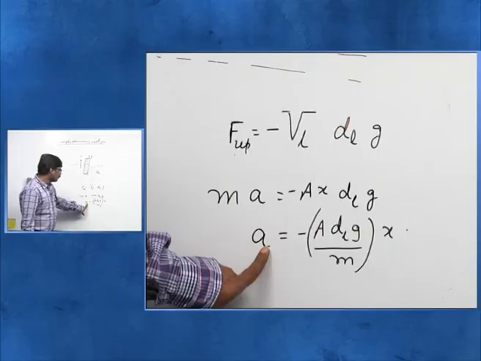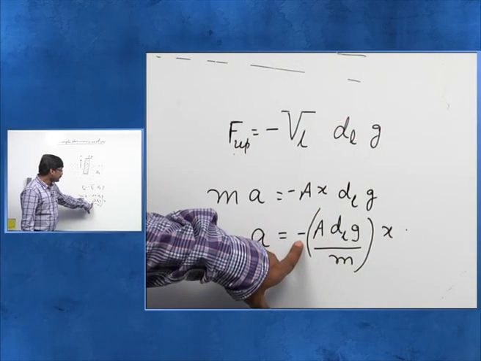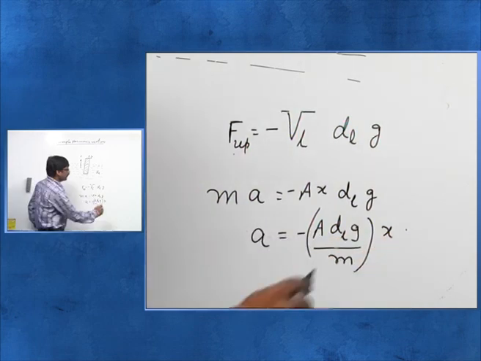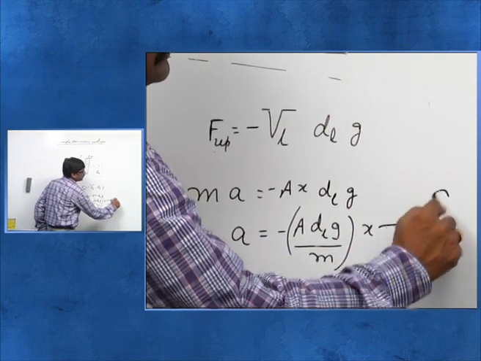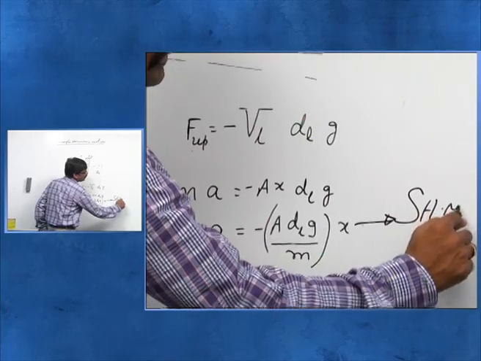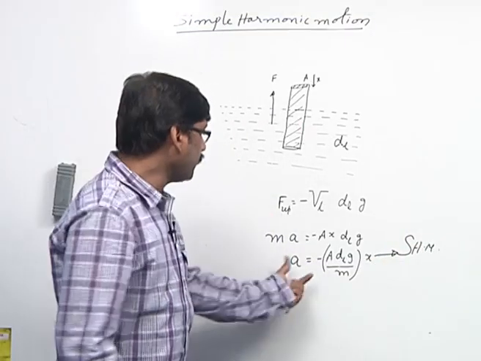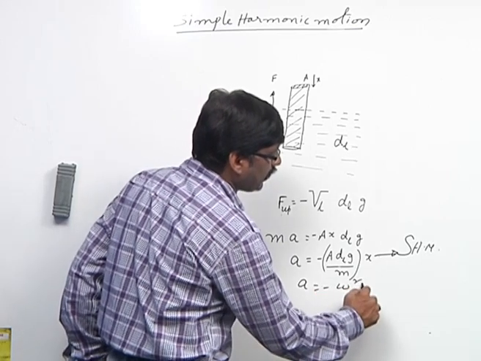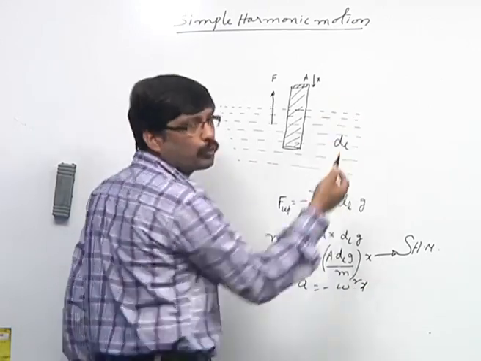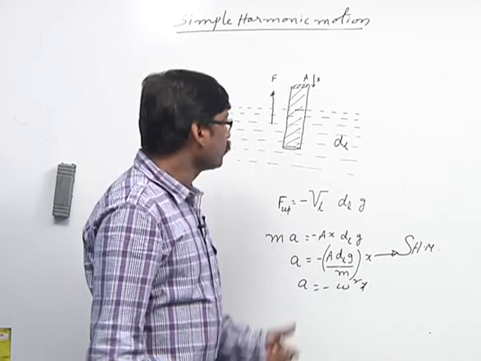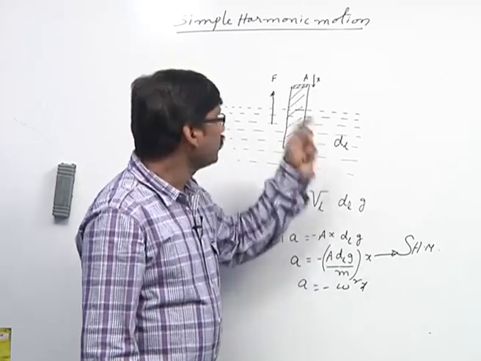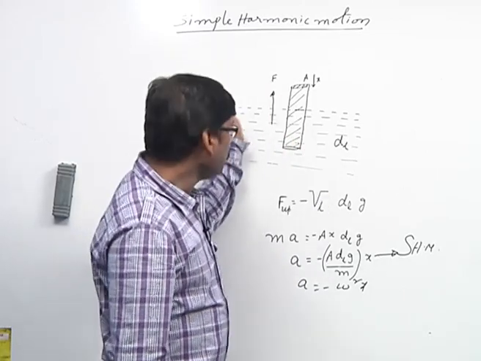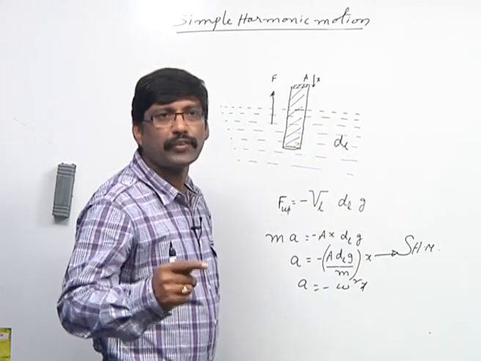So, a is equal to minus some constant into x, which is the condition for simple harmonic motion. Equate this a to minus omega square x. From that, find omega and find the time period. Like that, we can connect many cases in different branches of physics to simple harmonic motion.